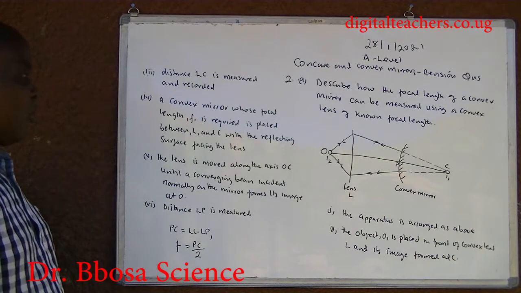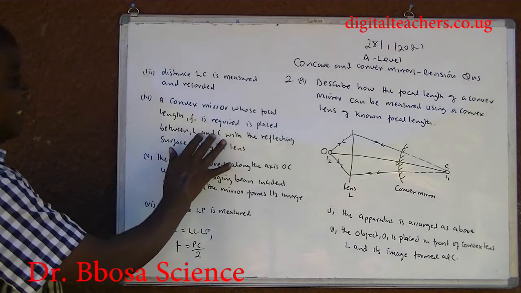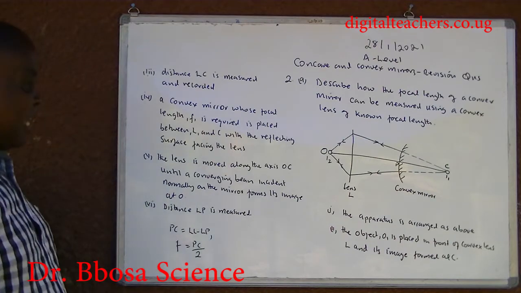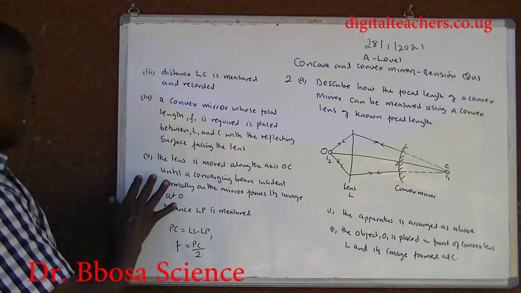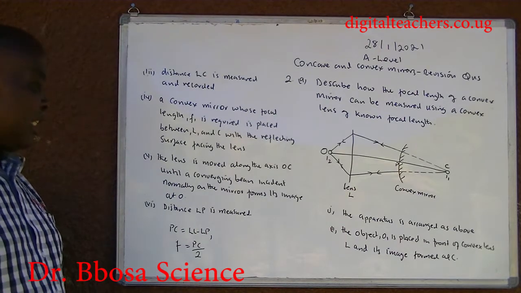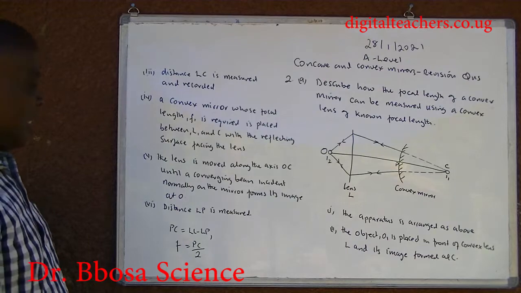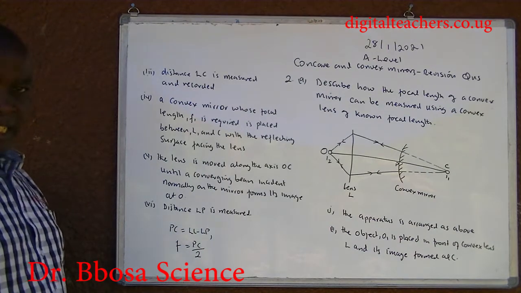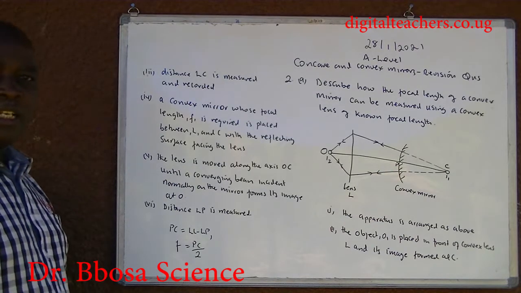Four, a convex mirror whose focal length F is required is placed between L and C with a reflecting surface facing the lens. Five, the lens is moved along the axis OC until a converging beam incident normally on the mirror forms its image at O. The distance LP is measured. PC is equal to LC minus LP. The focal length F is equal to PC over 2.